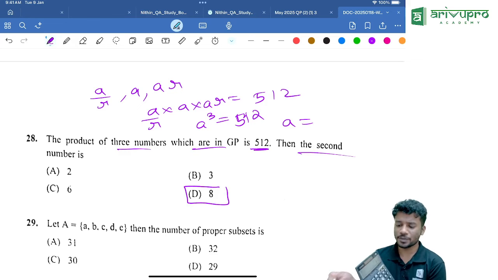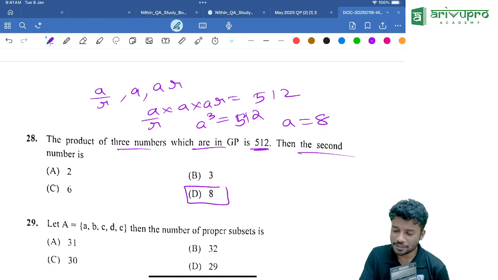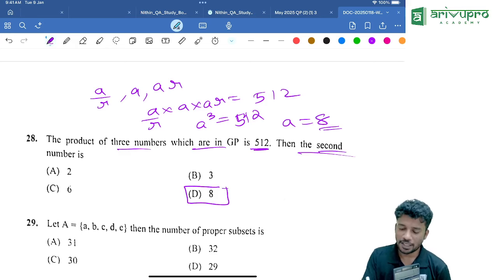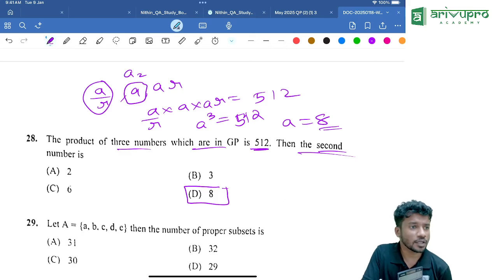Just check which cube is 512. That's your answer. So the second term is 8, because the second term over here is A. This is A1, this is A3.